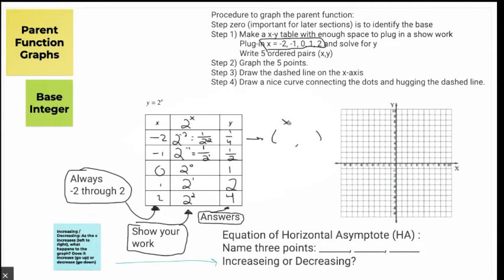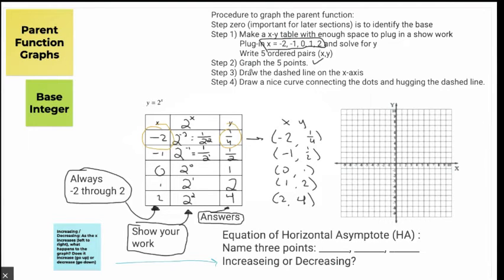Now from here, I'm going to draw the ordered pair. Now the ordered pair goes x and then y. So what I'm going to do is I'm going to get this x with this y, and I'm going to write the pair (-2, 1/4). I'm going to keep doing that. (-1, 1/2), (0, 1), (1, 2), and (2, 4). So that was the draw 5 points.